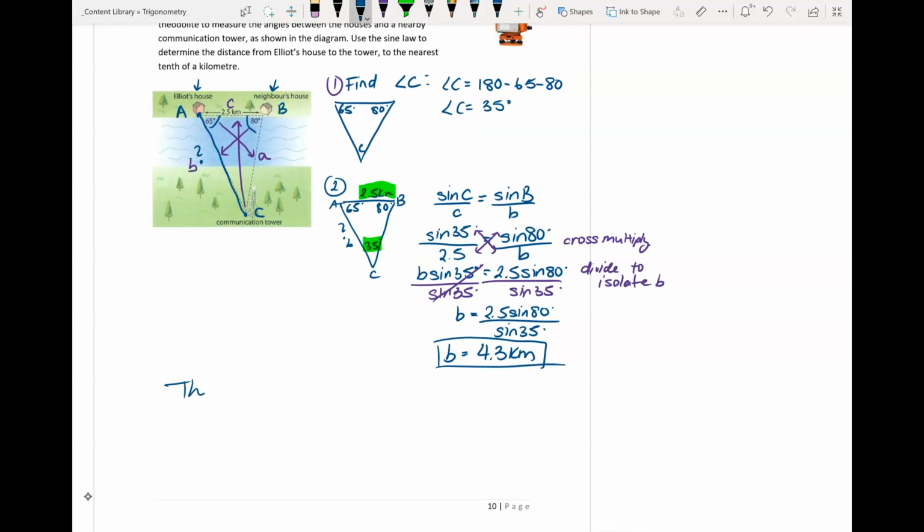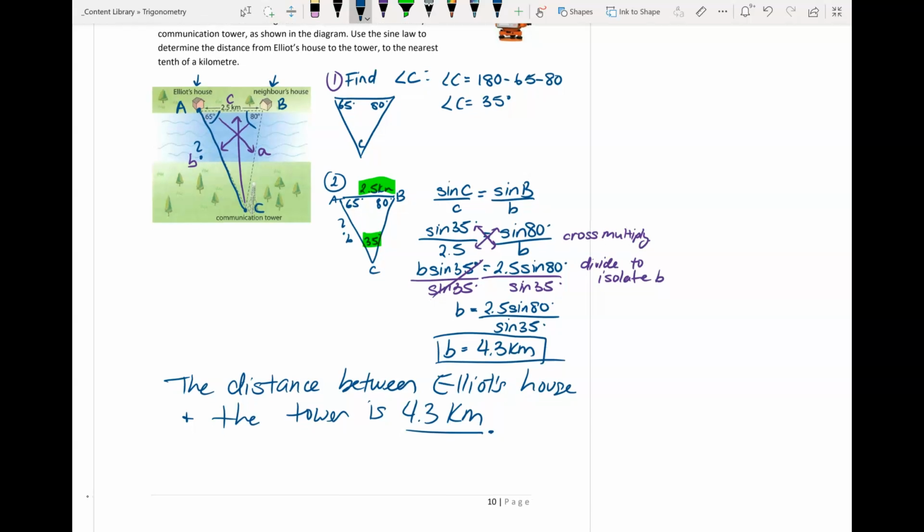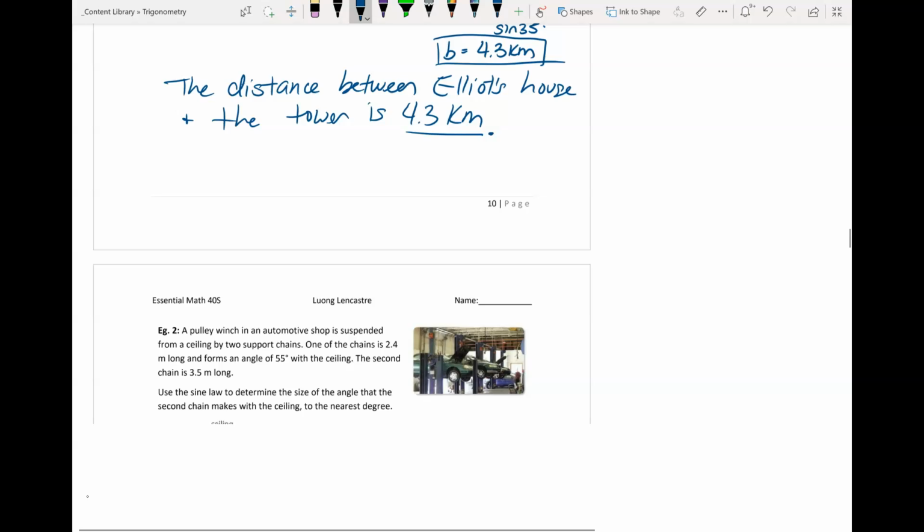So the distance between Elliot's house and the tower is 4.3 kilometers. Remember to include your units because we are given a specific scenario. Let's try another question.